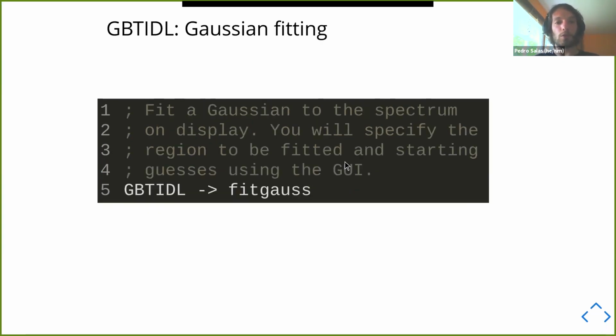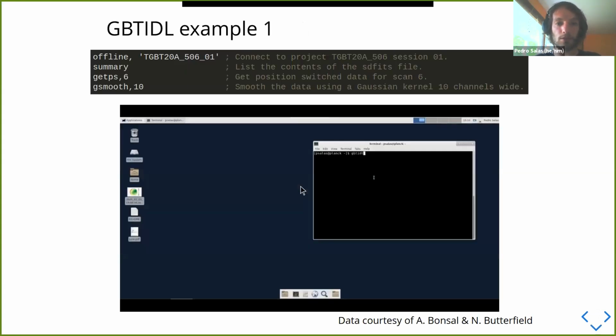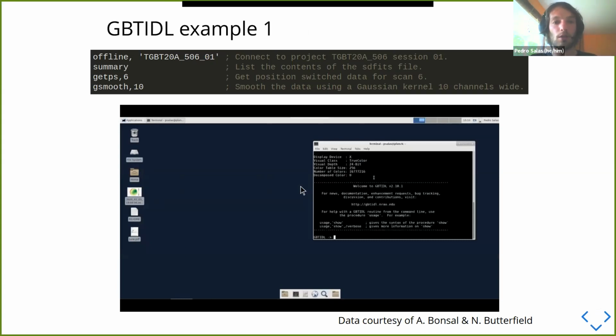And if you wanted to fit, for example, a Gaussian to your data, you can use the command fit Gauss, and it will ask you to specify the regions where you want to fit it and to provide starting guesses. So let's go into GBTIDL and actually do some of these things. So I'm gonna stop sharing here.